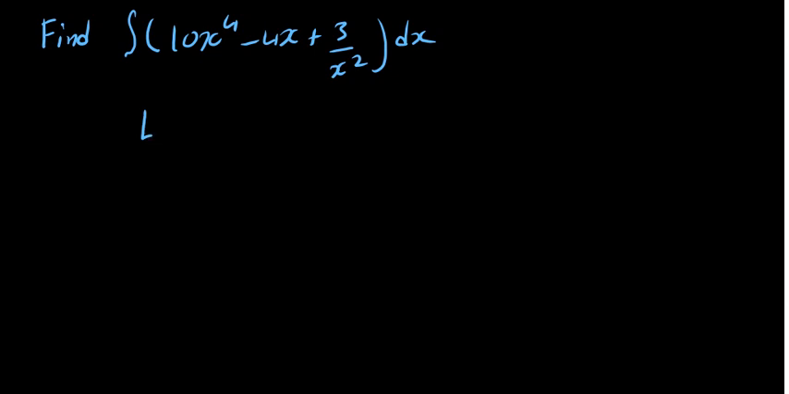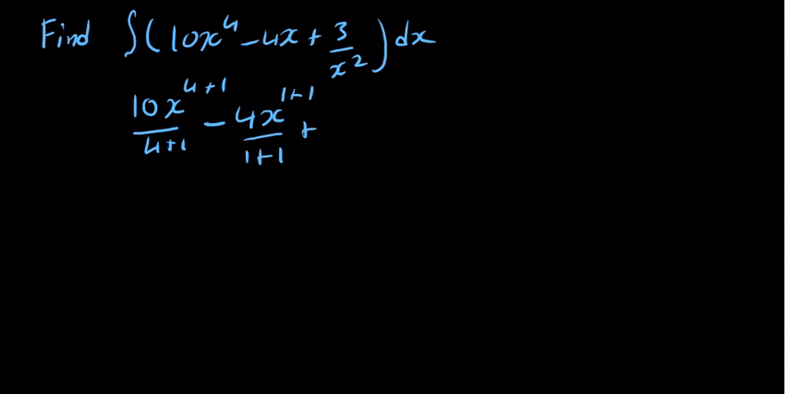So we have our 10x^(4+1) divided by 4 plus 1, minus 4x^(1+1) divided by 1 plus 1, plus. So this one gets interesting. What we need to keep in mind is that this 3 over x squared is equal to 3x to the power negative 2. So meaning we have 3x^(-2), and we add 1, so plus 1 right there, divided by minus 2 plus 1.